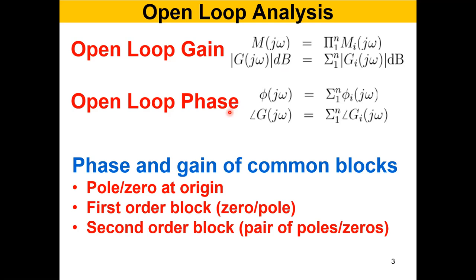If you look at the phase, an individual block has this phase, phi i j omega. But if you have a number of blocks cascaded, every one introduces a time delay and a phase delay, therefore you have to add them together. So summation, 1 to n. And if you look at the individual transfer functions, G1, G2, etc., you can calculate the phase of each block and add them together. So this is how the gain is calculated for individual blocks in terms of dB and added together, total dB. And the phase of the individual blocks, add them together, the total phase.